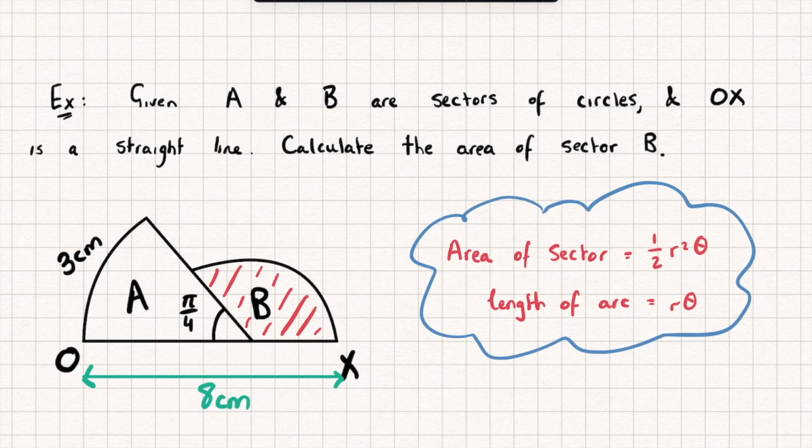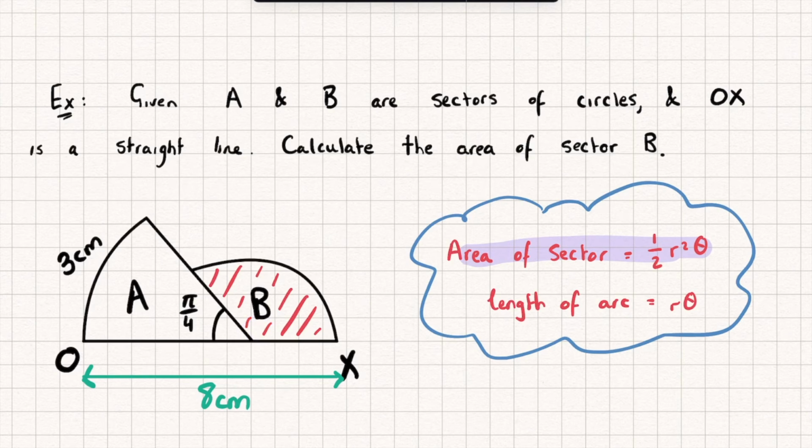Now looking at our formula for the area of a sector, there are a few things we're going to need to find out to do this. We're going to need to know the radius of this sector as well as the angle of the sector. And so to do this we're going to have to do a bit of problem solving. So let's start off by, say, finding this missing angle here.